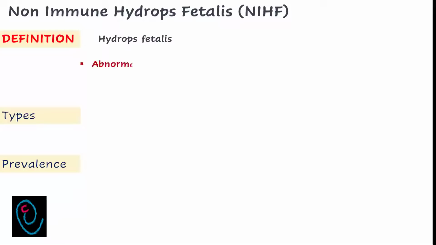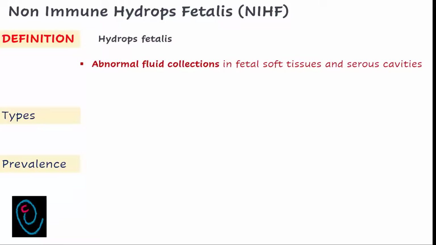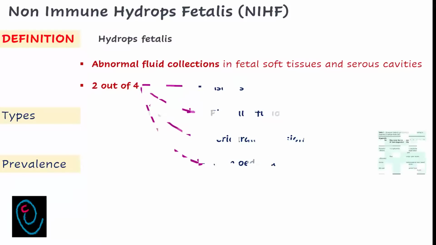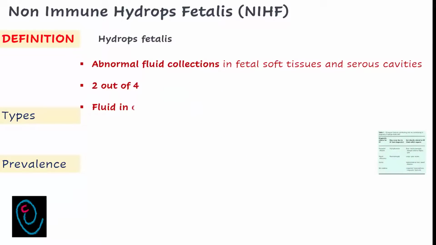Hydrops fetalis refers to abnormal fluid collection in the fetal soft tissues and serous cavities. Its diagnosis requires the presence of 2 out of 4. These are ascites, pleural effusion, pericardial effusion, and skin edema. The presence of fluid in organs, such as ventriculomegaly, or the presence of polyhydramnios, although common, are not part of the diagnosis.